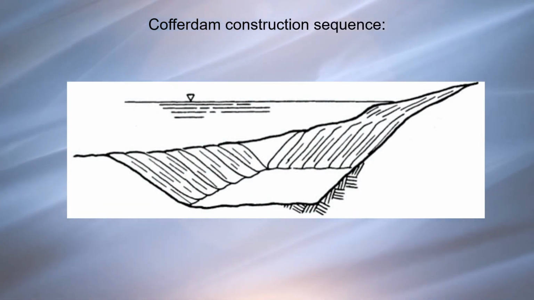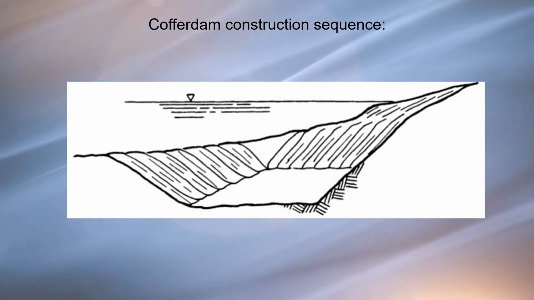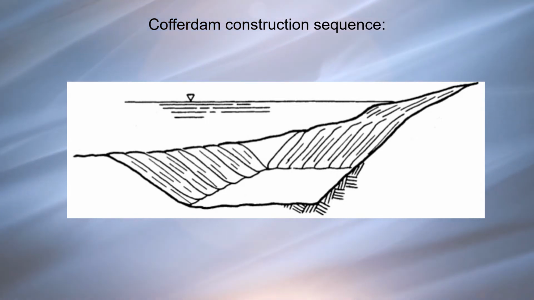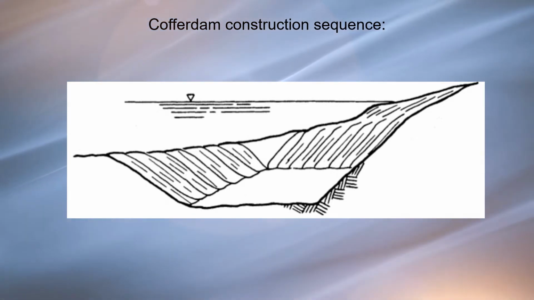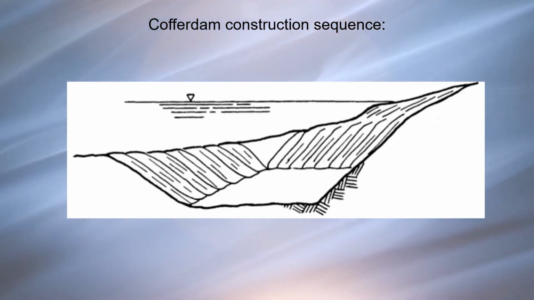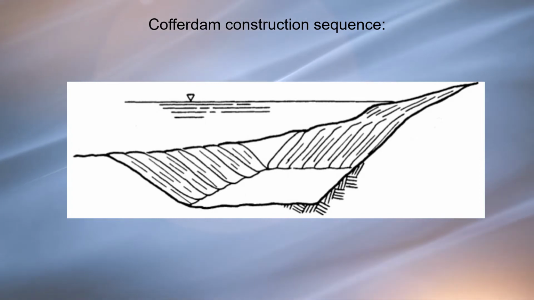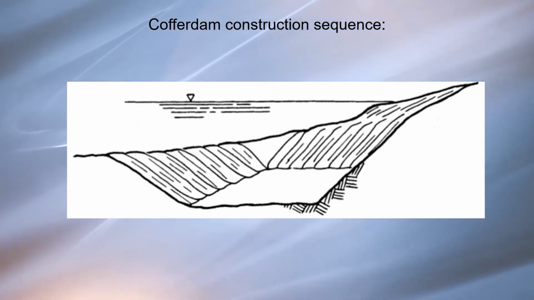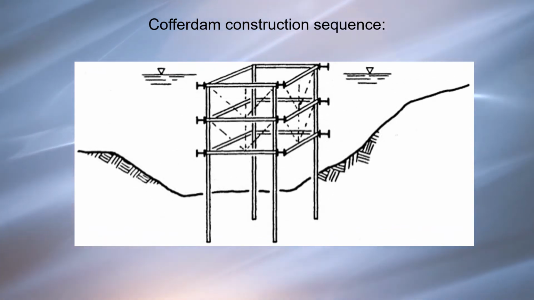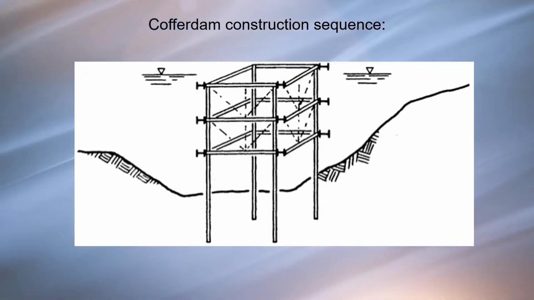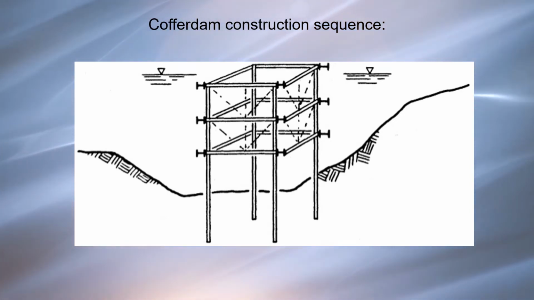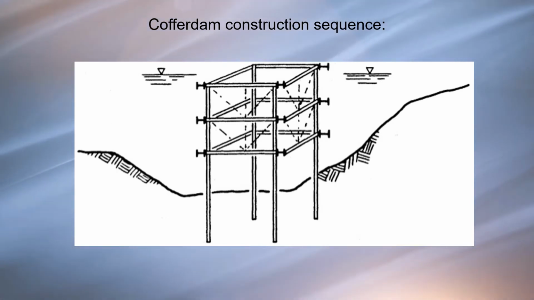Cofferdam construction sequence. For a typical cofferdam, such as for a bridge pier, the construction procedure follows this sequence. Step 1. Pre-dredge to remove soil or soft sediments and level the area of the cofferdam. Step 2. Drive temporary support piles. Step 3. Temporarily erect bracing frame on the support piles.